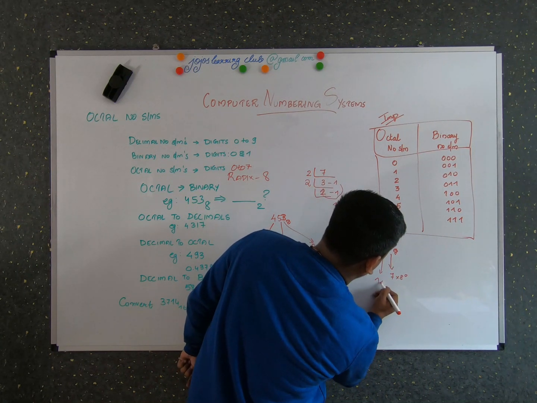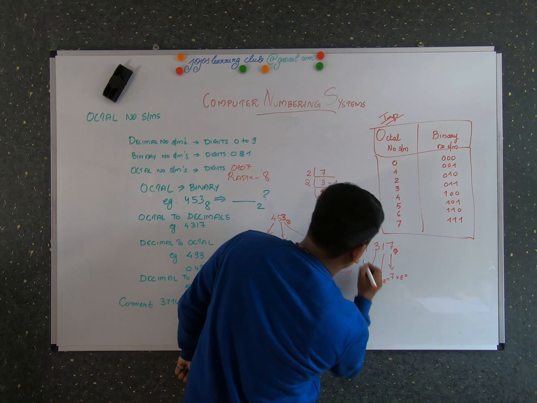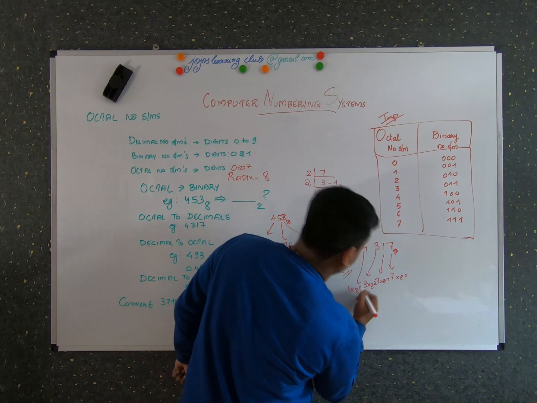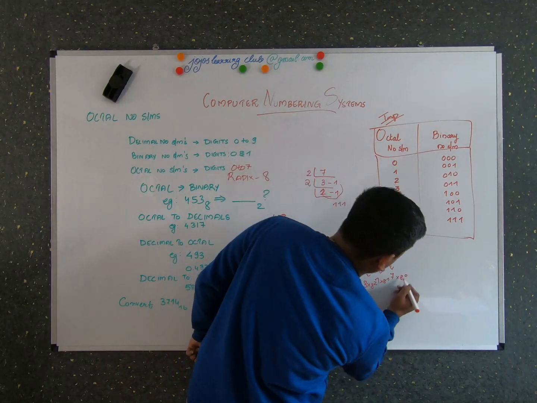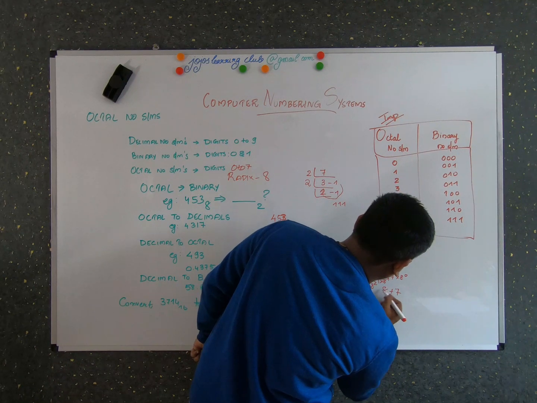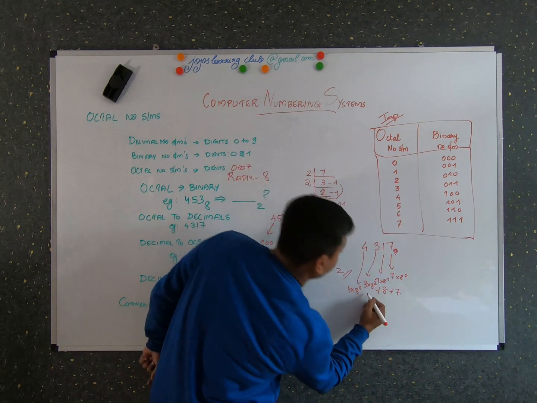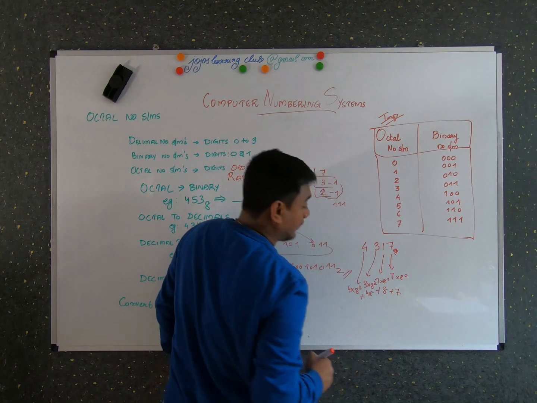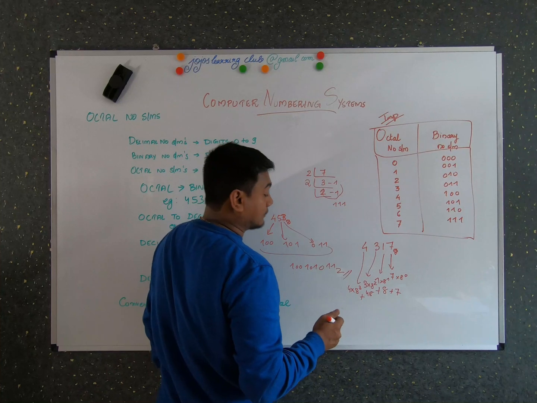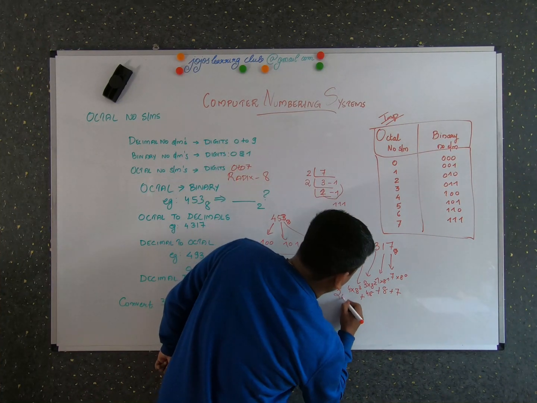For 1, you multiply it with 8 raised to 1. Again here, 3 into 8 raised to 2. Here, 4 into 8 raised to 3. So let's find it out. 7 into 8 raised to 0 is 7. 1 into 8 raised to 1 is 8. Again, 8 squared is 64, and 64 into 3 is 192. And 8 cubed is 64 times 8, that is 512. 512 times 4 is 2048.